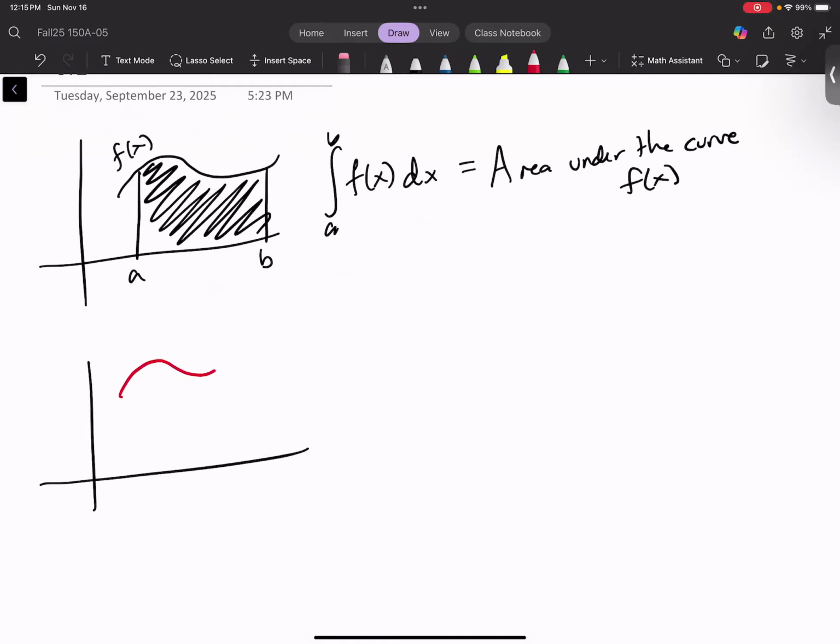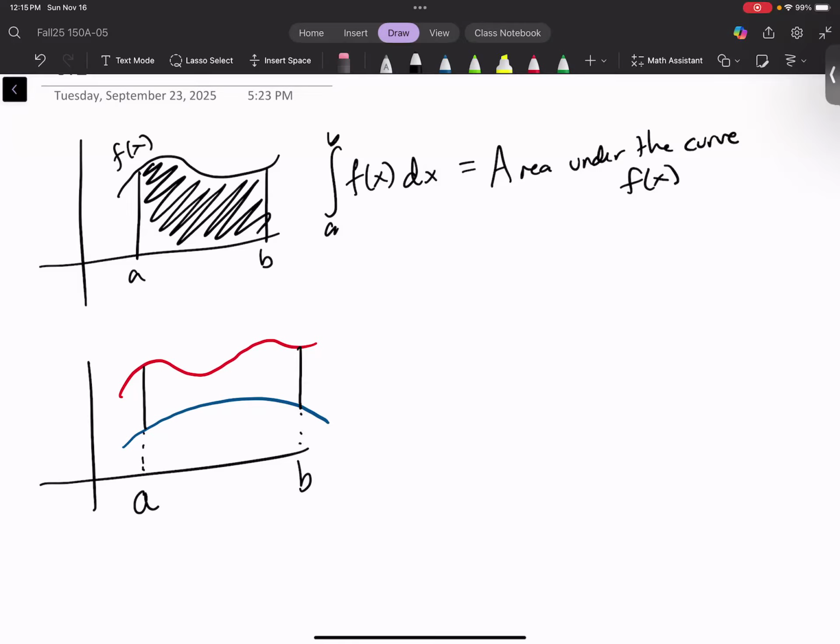Maybe a red function on top and a blue function on the bottom, and I want to find the area between these two. So this is my a, this is my b. How do I find this area? Well, we can prove it with the limit of the Riemann sum, but I want to think of it a different way.